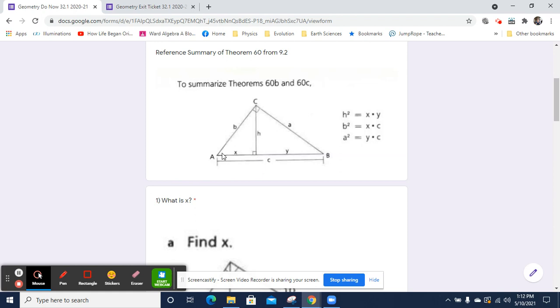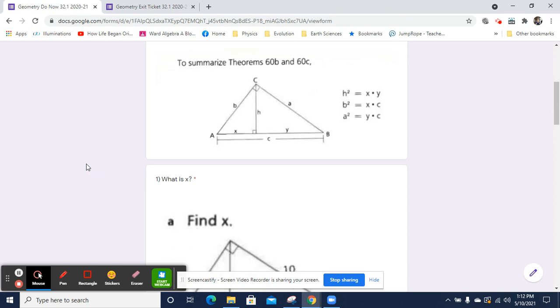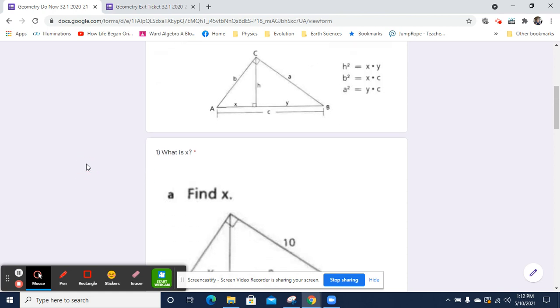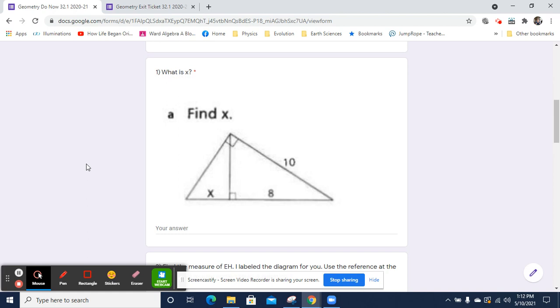Same thing here. A is a shared angle by both the small triangle on the left and the overall big one. And then this vertex here corresponds with this vertex on the big triangle, and this vertex for the small triangle corresponds with this vertex for the big triangle. And so it leads to all these proportions. So let's take a look at this question.